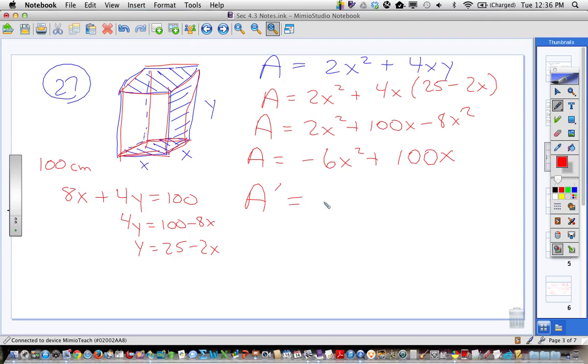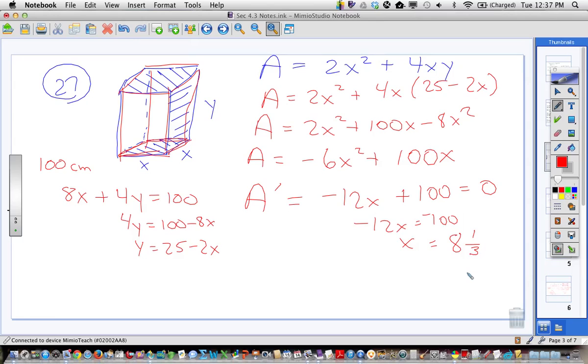So now we're looking for our list of candidates. One of our candidates is when the derivative is 0. That derivative is never undefined. So what's 100 divided by 12? 8 and 1/3.